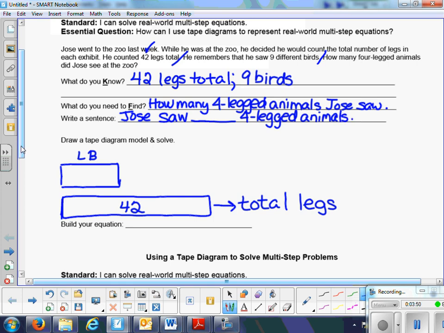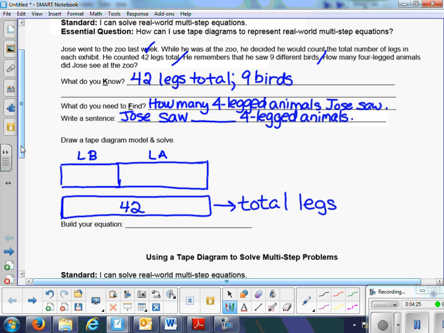So I now have the legs of the birds over here. That's not going to give me a total of 42 because I know that the legs on the birds plus the legs of the four-legged animals combined together is going to give me 42. So I'm going to draw another section on that top bar and extend it out so that it's the same length as my bar that's 42.